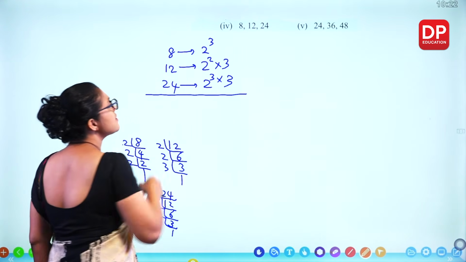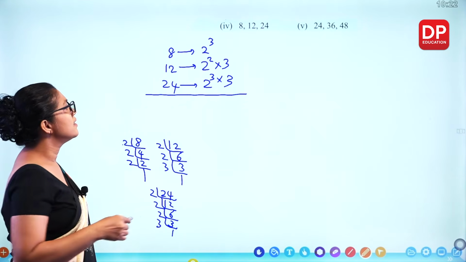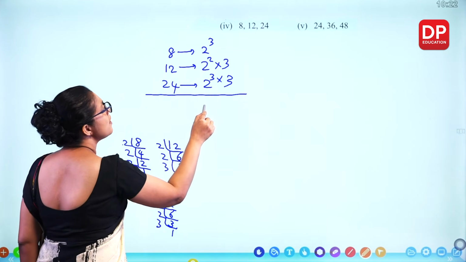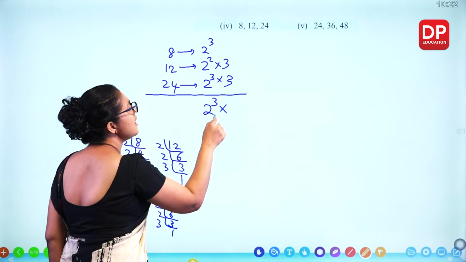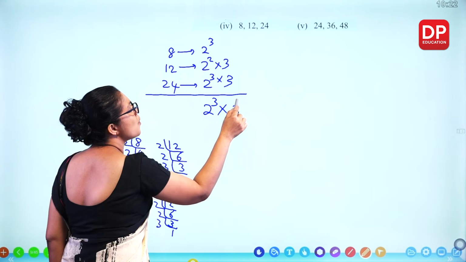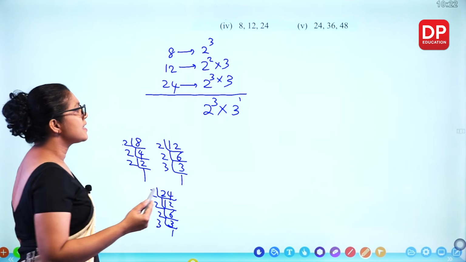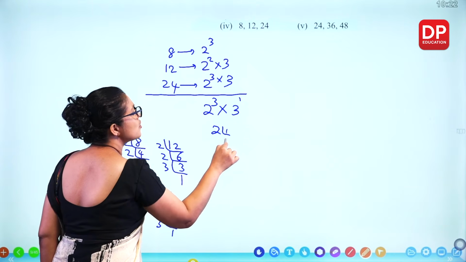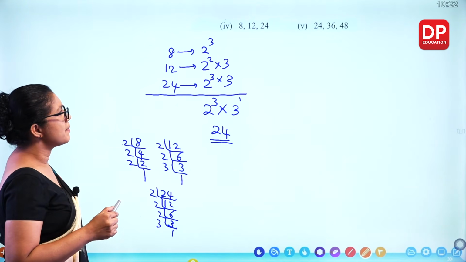Now to get the least common multiple, you take the maximum power. So when you take the power of 2, the maximum power is power 3. When you take 3, the maximum power is 1. So 2 to the power 3 is 8. 8 times 3, 24 is the least common multiple.